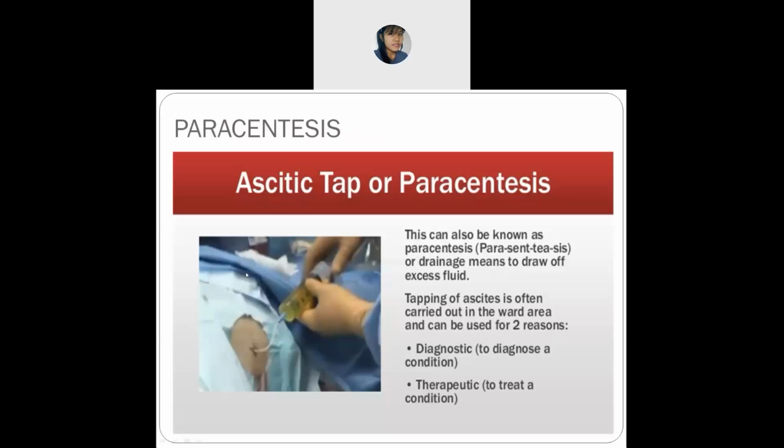Next is paracentesis. In paracentesis, they drain all the waste fluid which is there in the abdomen, all the unwanted things. It is mainly done for two reasons. First is diagnostic, in order to diagnose the condition and find out what is happening to that person. Next is therapeutic, which means in order to treat the condition and overcome the situation of the ascites. It is mainly done for these two reasons.